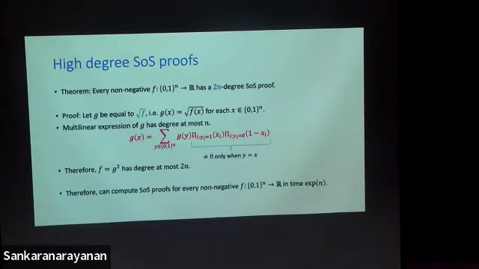Right. So at least what this is saying is that one can compute SOS proofs in exponential time, right? Because at least over the hypercube, every non-negative polynomial has a degree 2n proof. So at least using this black box SOS algorithm, SDP algorithm, you can compute these things in exponential time.